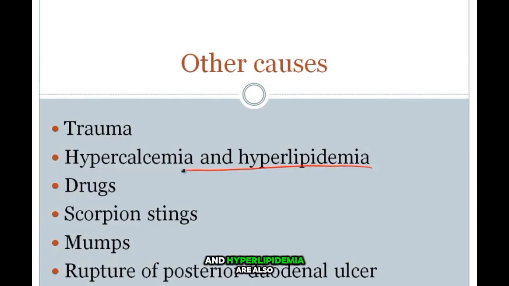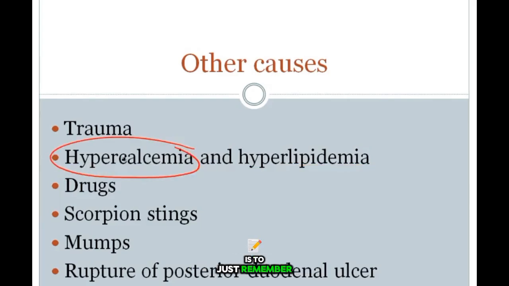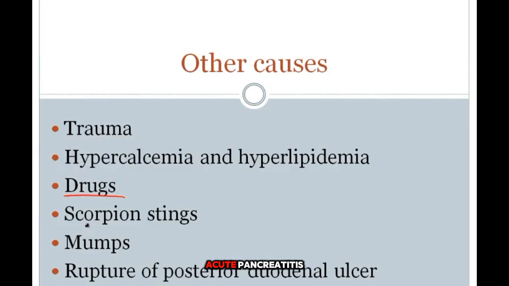Hypercalcemia and hyperlipidemia are also important causes of acute pancreatitis. The way by which I remember hypercalcemia is to just remember that calcium is an activator of enzymes. And so if there's a high calcium within the blood, obviously that high calcium could potentially activate the pancreatic enzymes. Drugs can also cause acute pancreatitis. The venom from a scorpion can also cause acute pancreatitis.